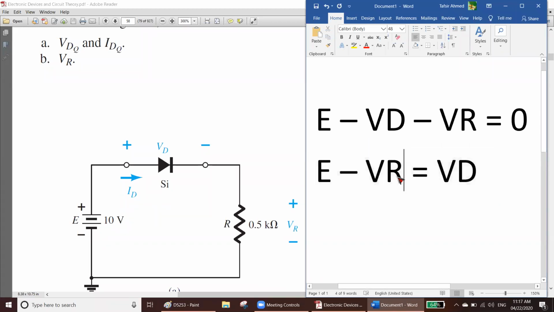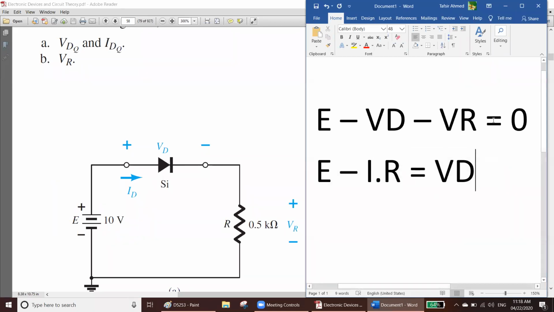Now here, what is VR? We cannot write VR, because VR is the multiplication of I into R, right? VR is I into R according to Ohm's law. So E minus I into R. This is one equation for finding out the VD.